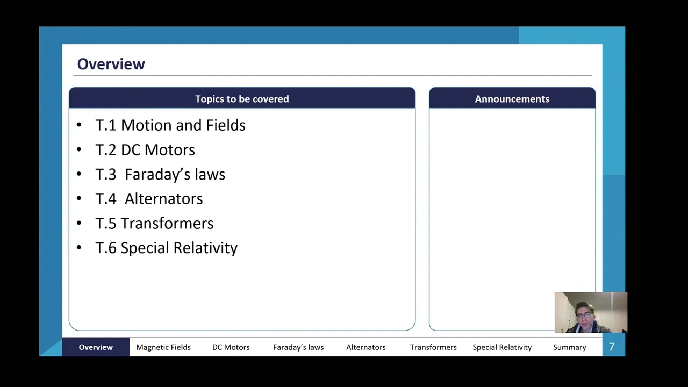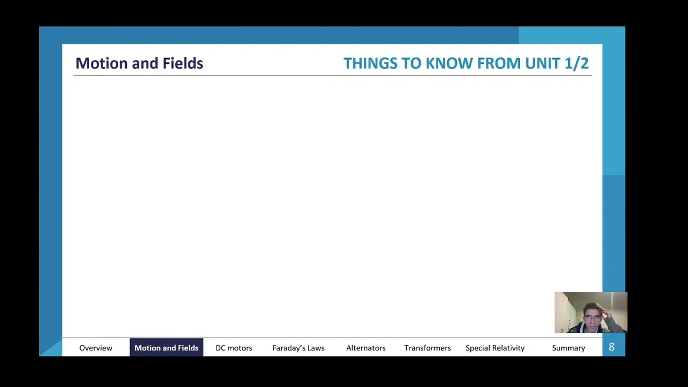So what are we going to cover today? In our 3-4 lecture today, we are going to cover some concepts about motion and fields, some about DC motors, Faraday's laws, alternators and transformers, and ultimately a bit of special relativity.